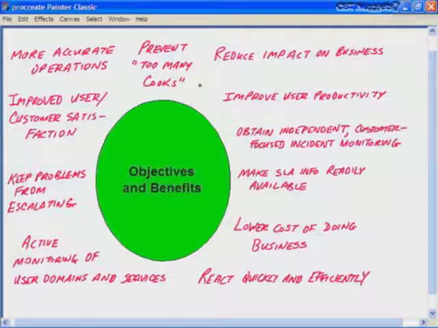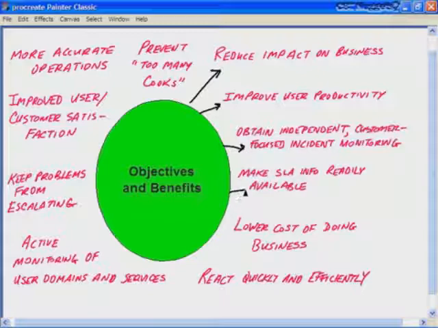So now that we've determined the scope of what an incident is, again, going beyond just a hardware or software error, but an actual occurrence that generates a change in the organization, what are the objectives and the benefits of incident management? Well, let's just go around the circle here. First of all, by managing incidents, we're going to reduce the impact on business by solving the issue as quickly as possible. We're going to improve user productivity by getting that user back to work quickly by following through on the incident. We also want to have an objective of obtaining independent, customer-focused incident monitoring.